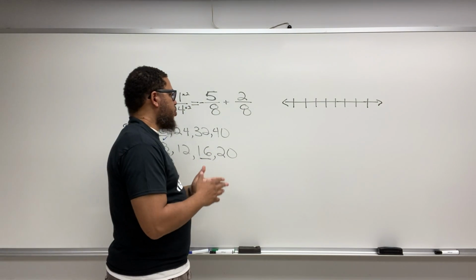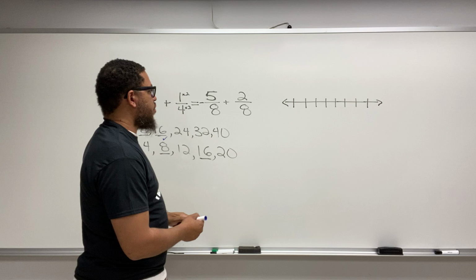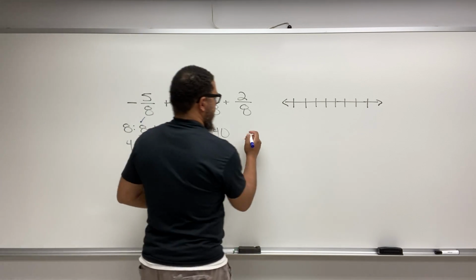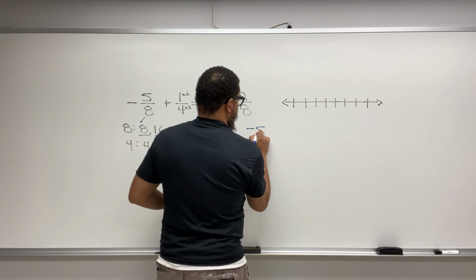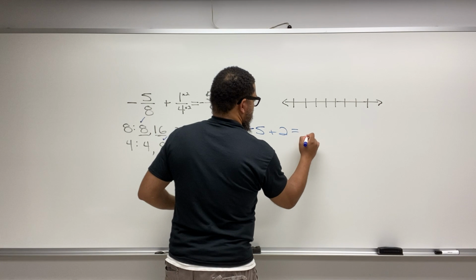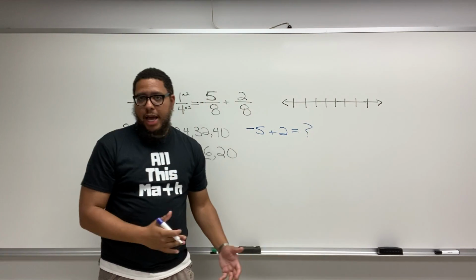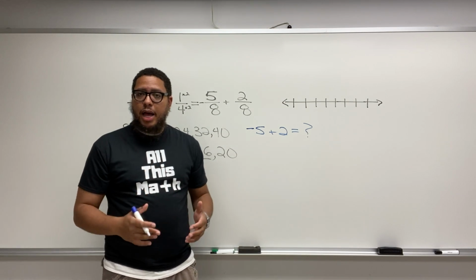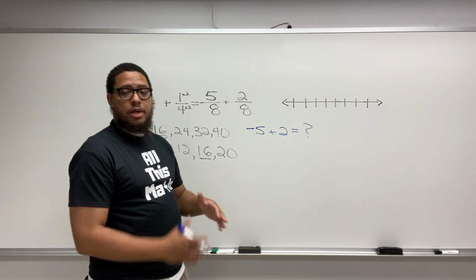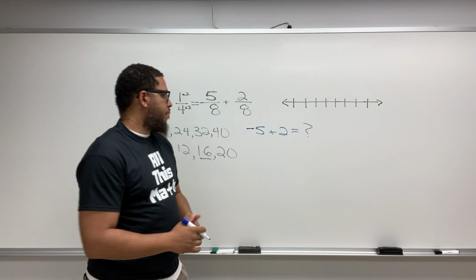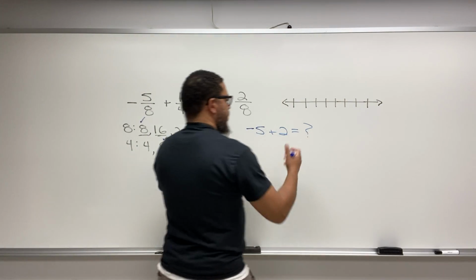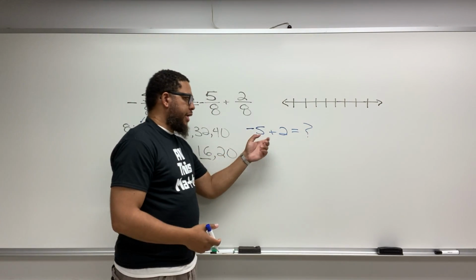So all we really want to do is -5 plus 2, because for real, this is what we're doing. -5 plus 2 is equal to what? That's going to tell me how many eighths I got. So now I go to my number line. Now, you could just do this mentally, like -5 plus 2.